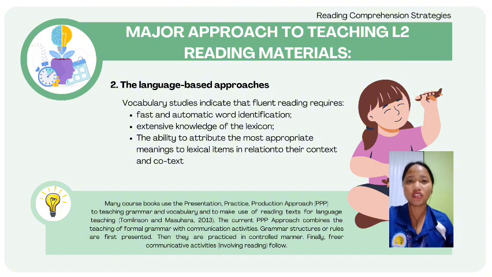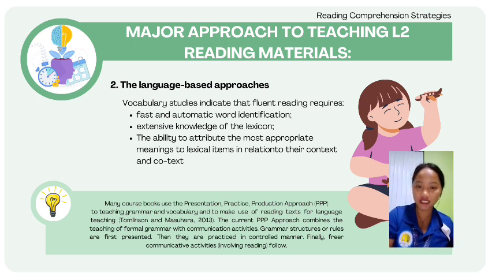Second, extensive knowledge of the lexicon plays a major role in reading fluency. A broad vocabulary allows readers to understand a variety of texts without frequent interruptions. When a reader is familiar with most of the words in a text, they can process information more quickly and efficiently. Limited vocabulary, on the other hand, forces readers to rely on guessing strategies or repeated rereading, which slows down comprehension and disrupts fluency.